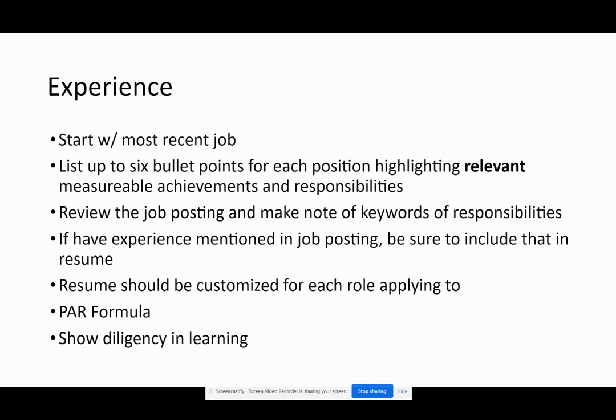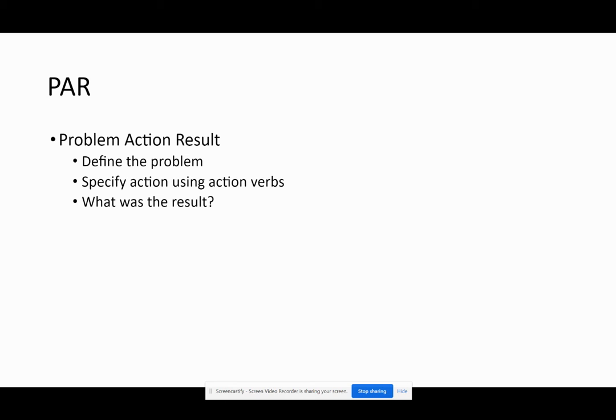There's a PAR formula we'll get into here in just a minute. You also want to show that you have diligence in learning, that you have the mentality of constantly learning for your field. So PAR is problem, action, result. Basically, that you understand how to define the problem and you know how to specify the action, using action verbs, to combat the problem, to fix the problem. And then you have a result, maybe good, maybe bad, but there is a result. So they want to be able to see that as relevant on your resume.